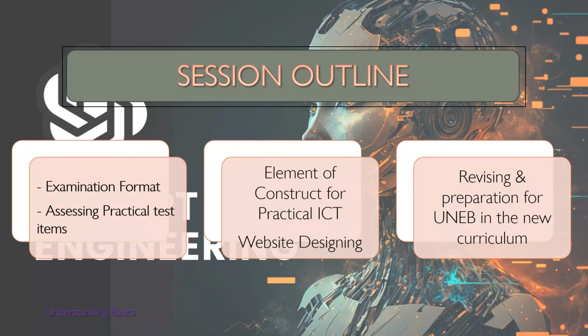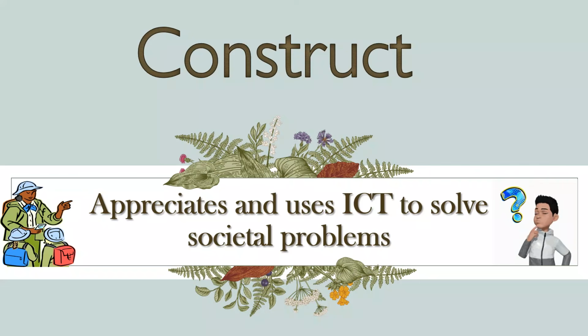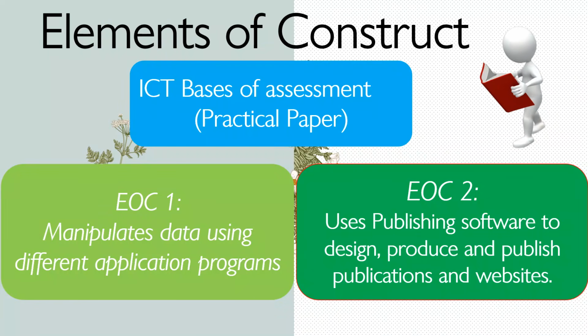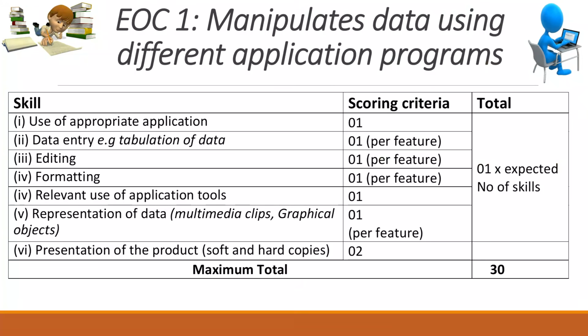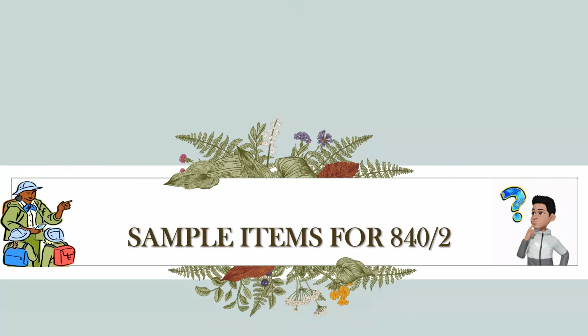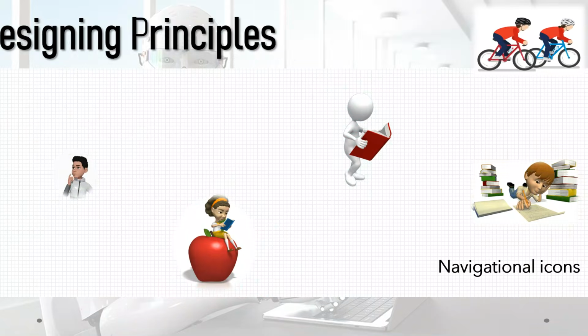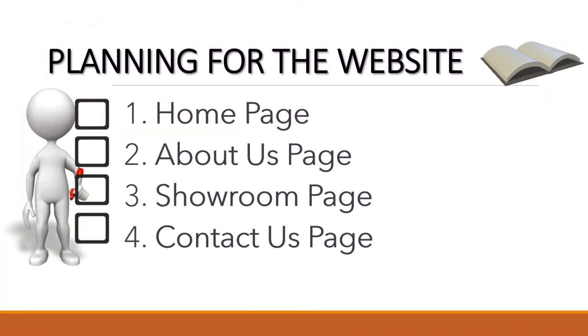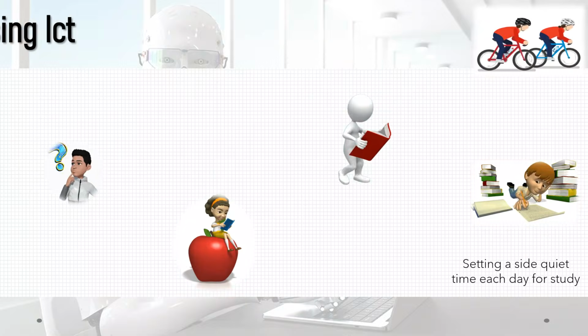So we can go through these sessions, the examination format, assessing the practical items, elements of construct for practical ICT and theory, website designing, and then generally revising for UNEB in the new curriculum. We understand and appreciate the use of ICT to solve societal problems as the construct. And then we look at those elements of construct for paper 1 and paper 2 generally. So we can go through all this content together with your learners and see how best they can pass their ICT in the new lower curriculum.